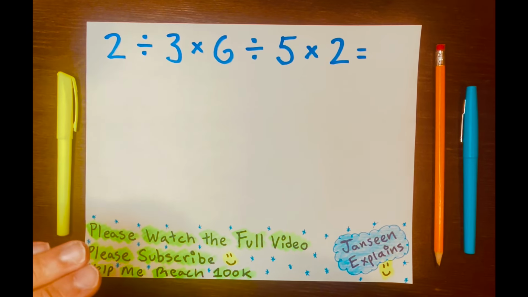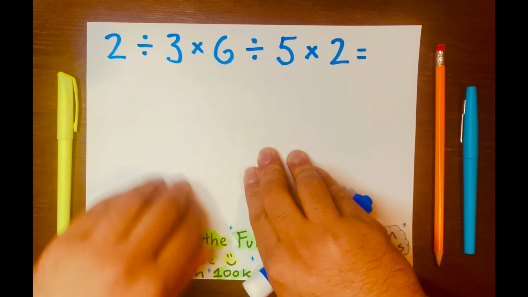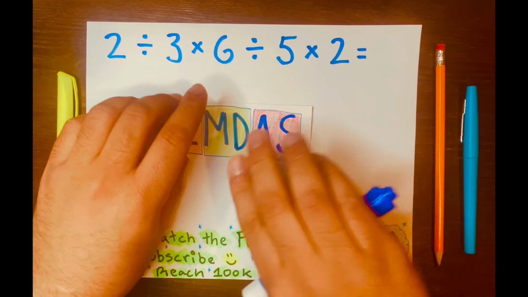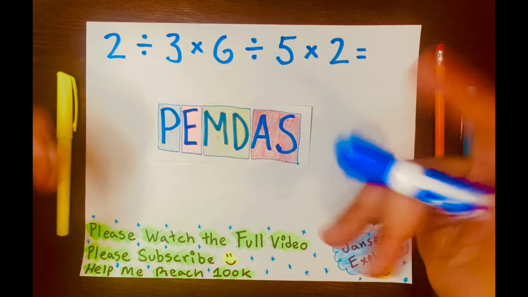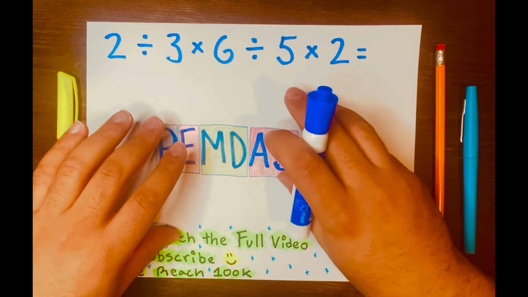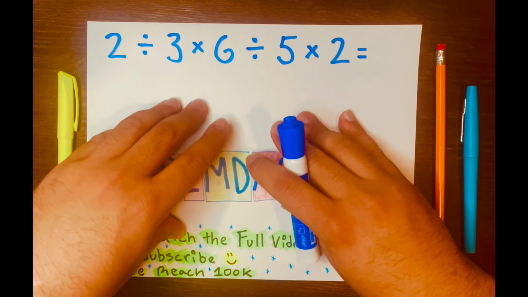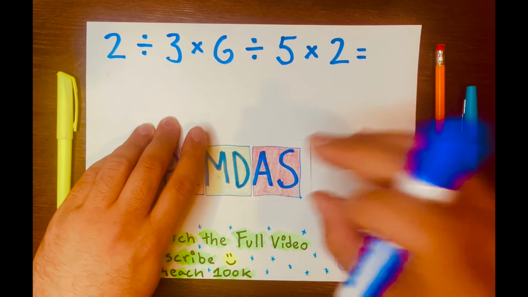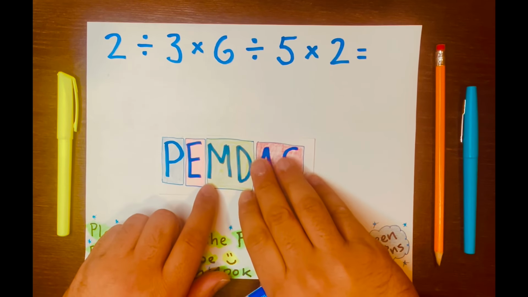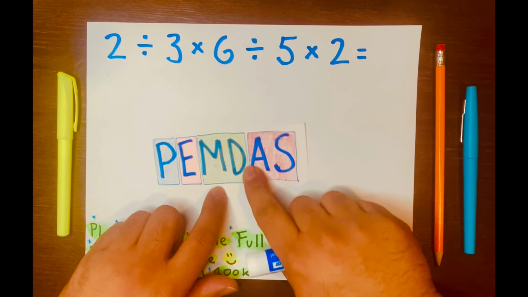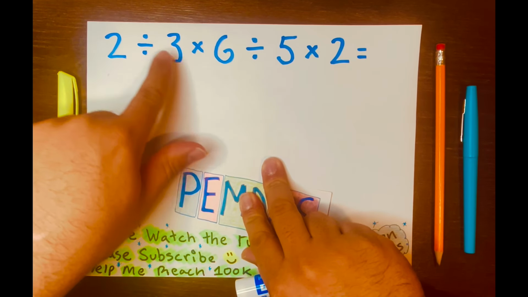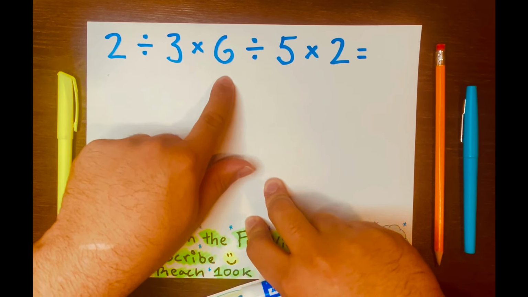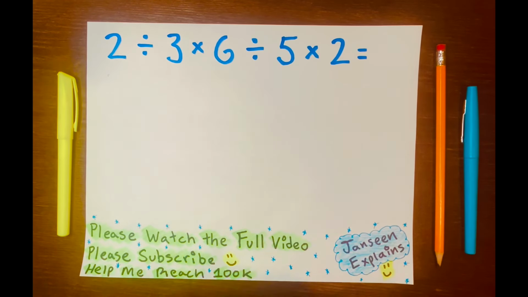It's okay. But to solve this math problem correctly, we are going to need the help of PAMDAS. And PAMDAS is just an acronym that will help us remember the order of operations. And we solve the math problem from left to right according to the levels of PAMDAS. The key here is multiplication and division are on the same level. That means 2 divided by 3 goes first, not 3 times 6. All right, let's go ahead and tackle this math problem.